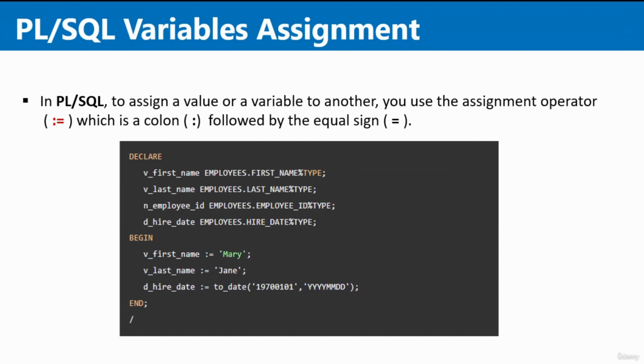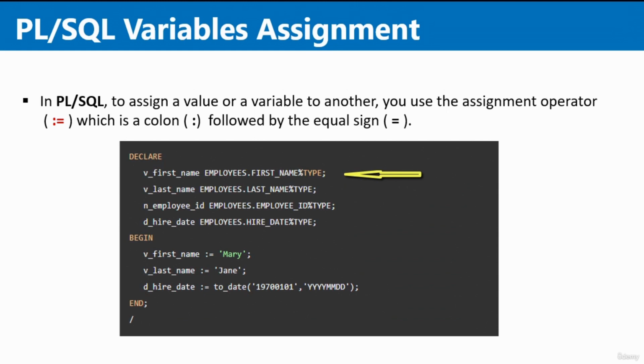So when you are creating variables in a PL/SQL block, the variables have to be declared in the declaration section. So in the example on the screen, I have 4 variables that have been defined. The first variable is called v_first_name.